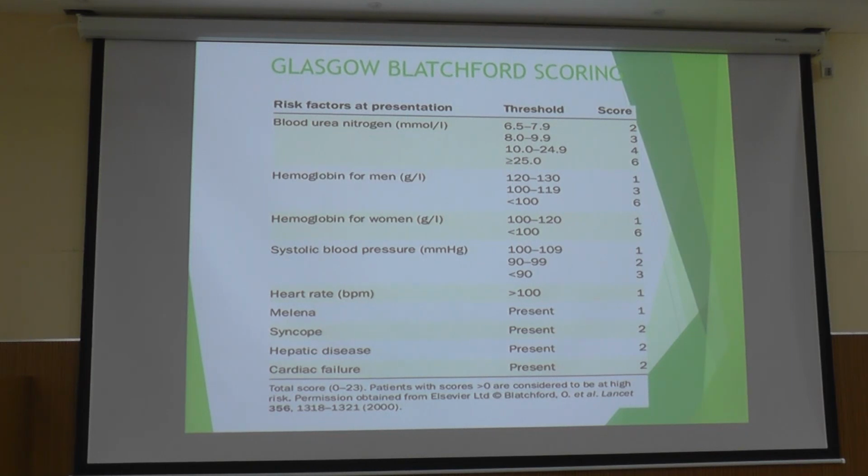Then SBP greater than 110. Then heart rate below the cutoff, they will be given 0. Usually the total score should be 0. If anything above 0 is there, we have to act accordingly.